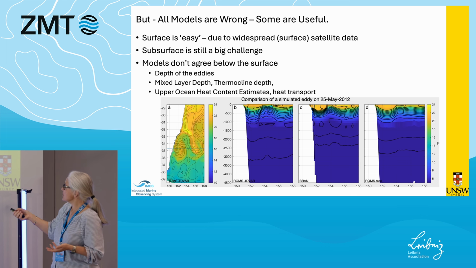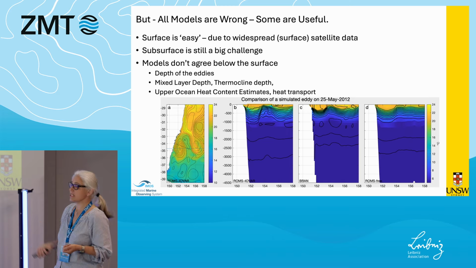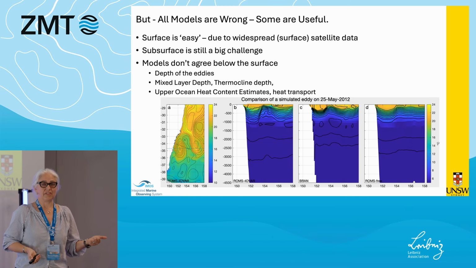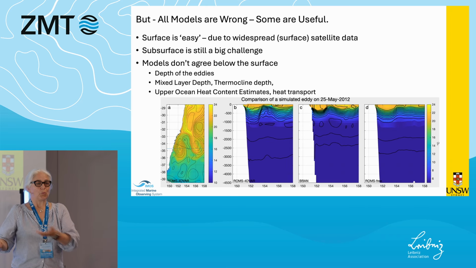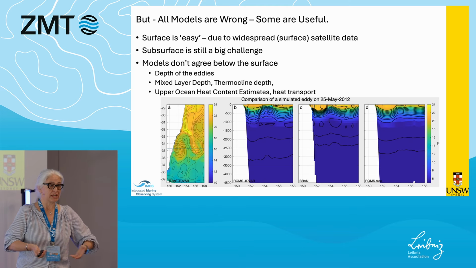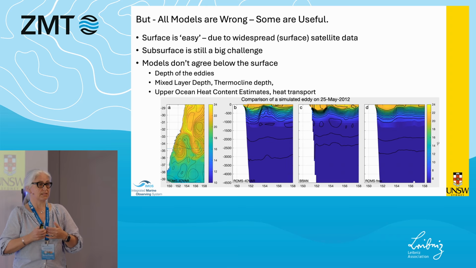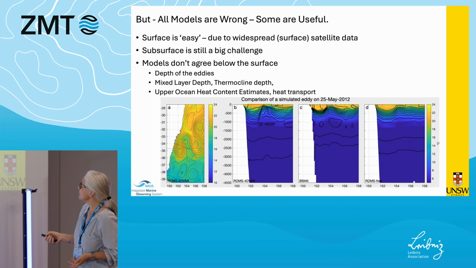They're all different. So the depth of the eddy changes, the stratification changes, the slope of the isotherm changes. That's going to affect your heat content in the ocean. If you don't know the heat content, how do you know about ocean warming? So we need our models to be better, and we need them to be better below the surface so we can look at climate change trends, extremes, upper ocean heat content, transport of heat, heat variability, etc.